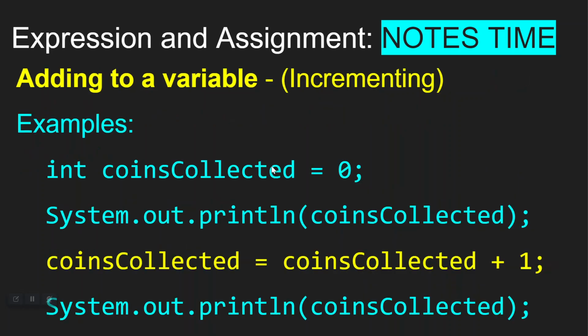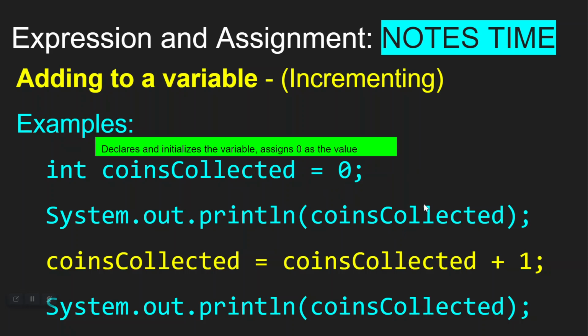So it turns out we can actually do things with variables once we've declared them. Right here we've got 4 lines of code, and we're going to look at something called incrementing, which is when we add to a variable. This is very common in programming. You can see right here, int coinsCollected equals 0. So we're declaring the variable and assigning it its initial value of 0. And then we're printing it right here. We're going to be printing 0. So that, again, declares and initializes the variable and assigns 0 as the value. The next line of code, we are printing it, so we would see the number 0.